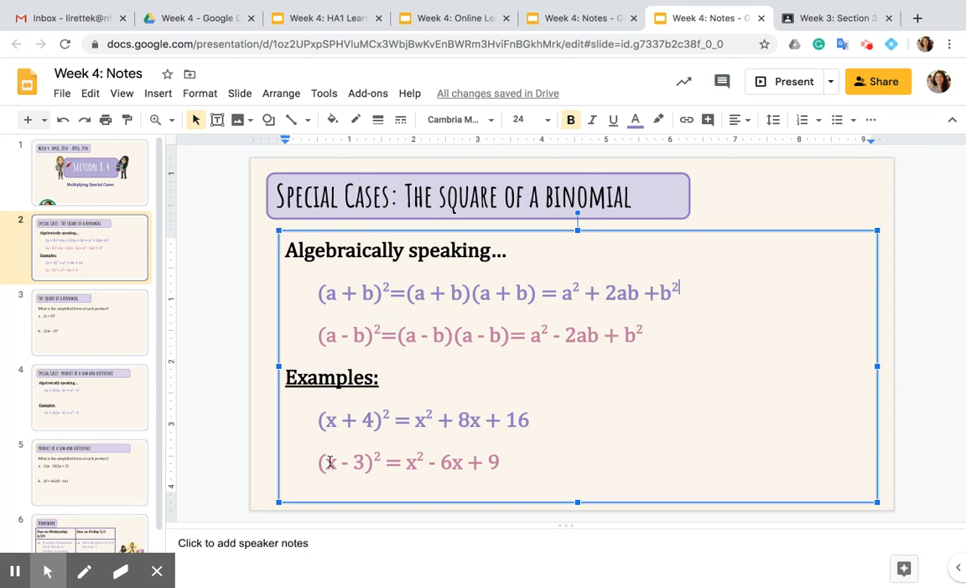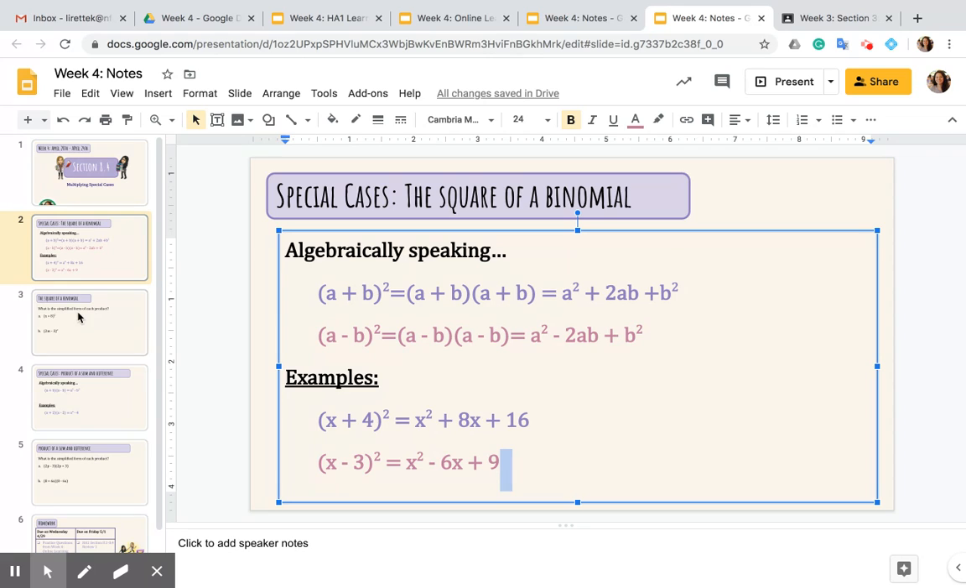Okay, here's another example. x minus 3, and the entire thing is being squared. To get my product, I do x times x. That's going to give me the first term. And then x times 3 is 3x, times 2 is 6x. You just have to remember that the minus sign is going to impact the sign of your middle term. It's going to be a negative instead of a positive. And then the last term, I take 3 times 3 and I get 9.